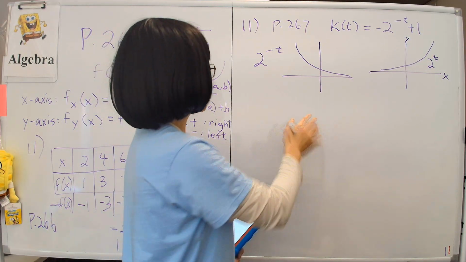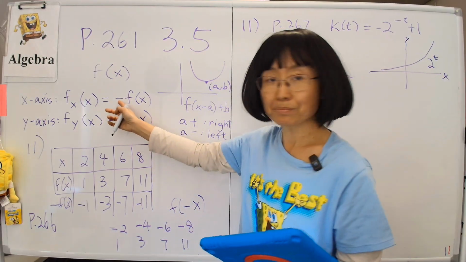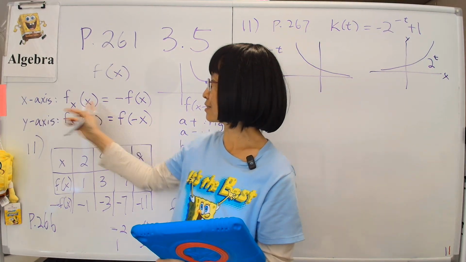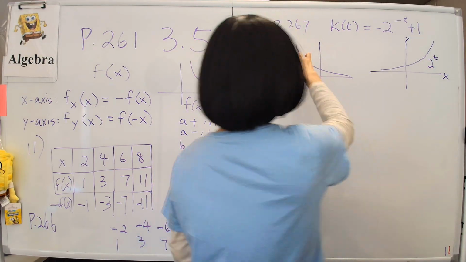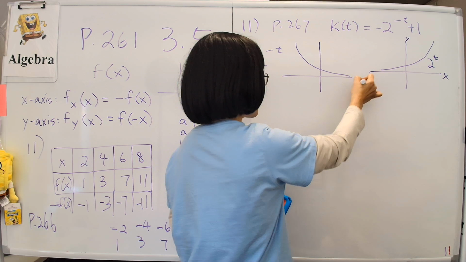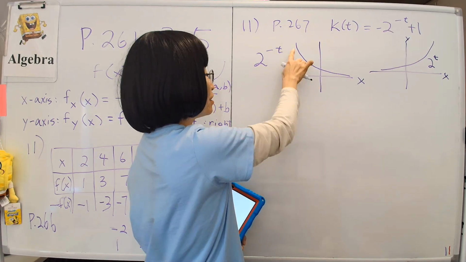Next, we're going to slap a negative sign in front. Now, slapping a negative sign in front is the same as reflecting against the x-axis, as we have mentioned a little bit earlier. So we're going to reflect against the x-axis. This is the x-axis, okay? So this is now the mirror. I'm going to imagine the mirror image of this thing.